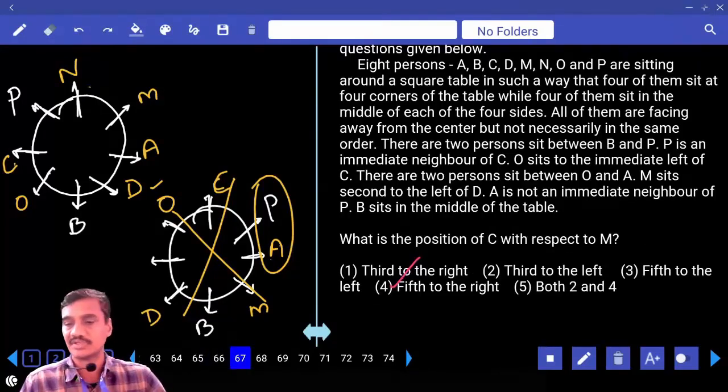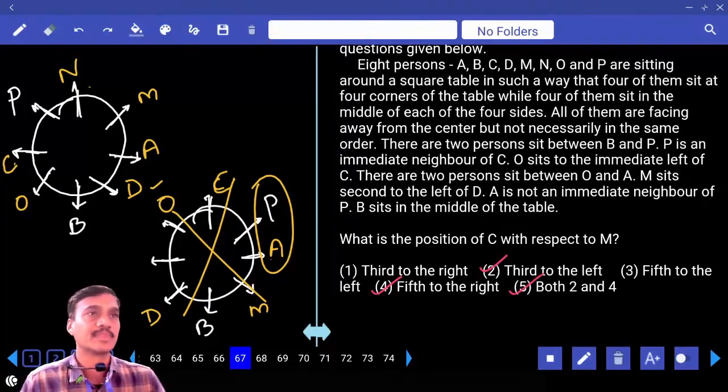Then 67. What is the position of C with respect to M? Position of C is either third left or fifth right. Now what is given here? Either third left or fifth right. Hence both 2 and 4, that is choice 5. Even if you make a square table, you will get the same answers.